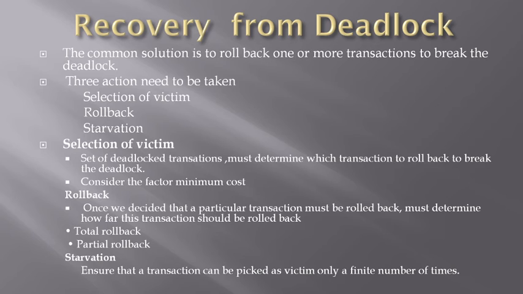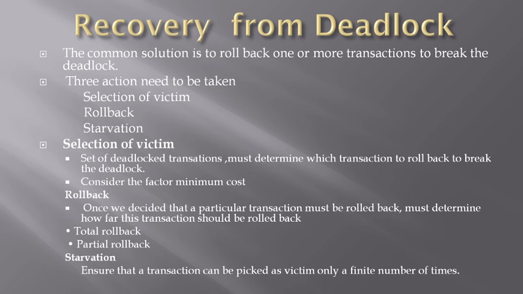What selection of victim means is that the set of deadlocked transactions must determine which transaction to roll back to break the deadlock. There is only one transaction that creates a deadlock, so I have to break one transaction, and otherwise I have to roll back only one transaction, and the deadlock can be easily resolved. So only one transaction has to roll back, and all the transactions will be executed successfully without a deadlock. So like that we have to select one transaction for rollback, that is the selection of victim.